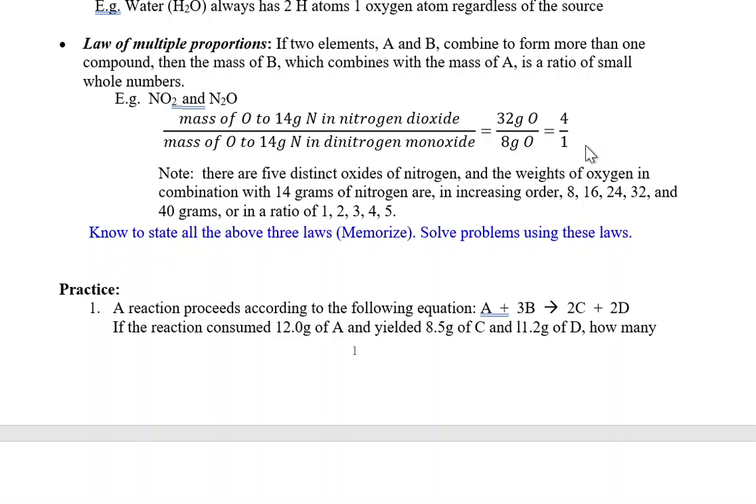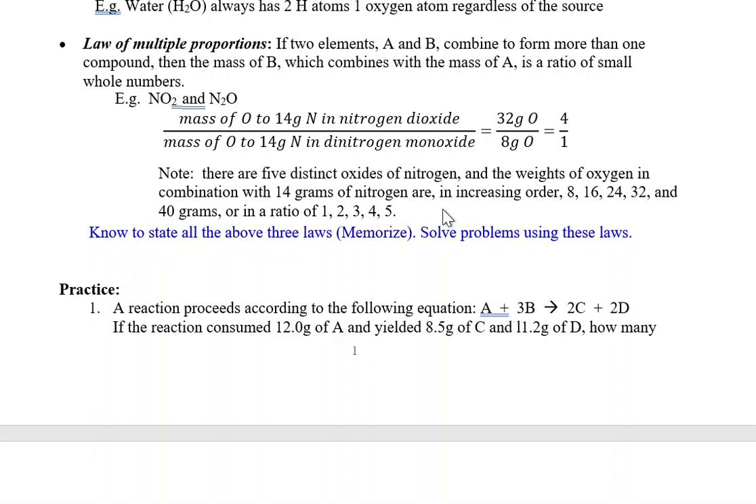So, interesting thing about nitrogen and oxygen, there are 5 distinct oxides of nitrogen. And when we use the word oxides, what that means is that nitrogen combines with oxygen in 5 different ways. And the weight of oxygen in combination with 14 grams of nitrogen, so we're still keeping our 14 grams of nitrogen the same, we can't change two things at the same time, are in increasing order of 8 to 16, 24, 32, and 40. Or they have a ratio of 1, 2, 3, 4, and 5.